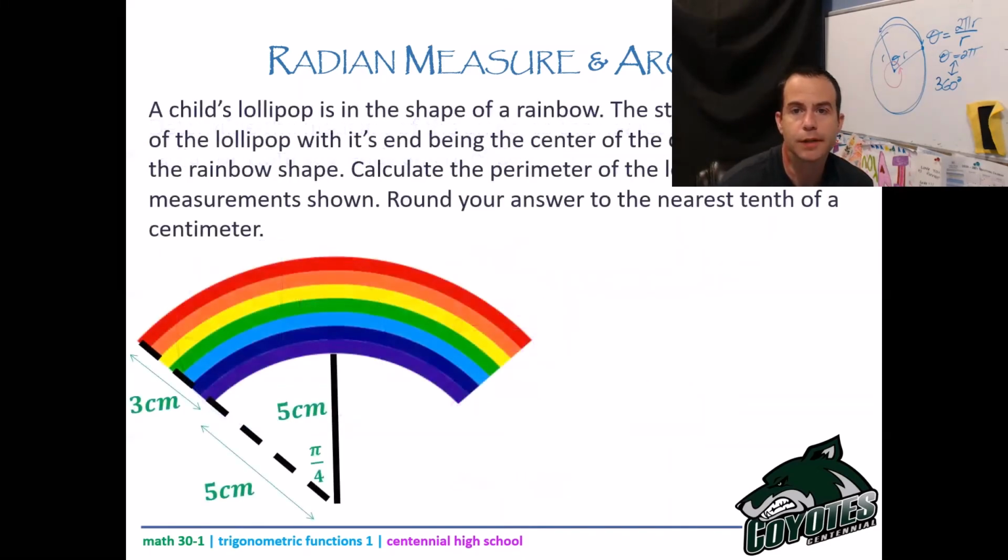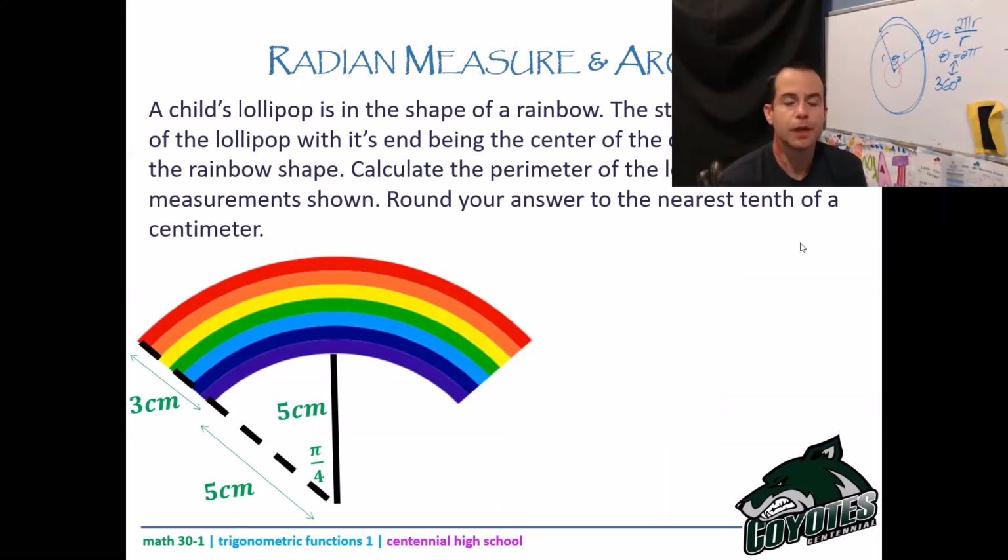Okay, good. A child's lollipop is in the shape of a rainbow. The stick is in the center of the lollipop, with its end being the center of the circle created by the rainbow shape. Calculate the perimeter of the lollipop, given the measurements shown. Round your answer to the nearest 1/10 of a centimeter.